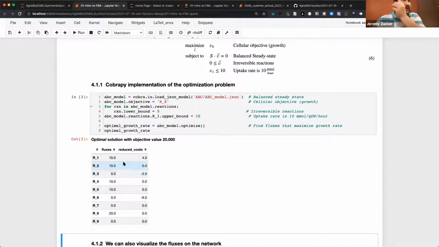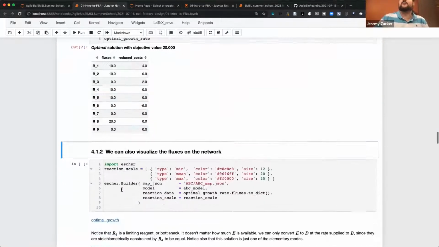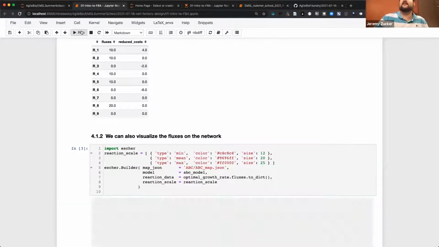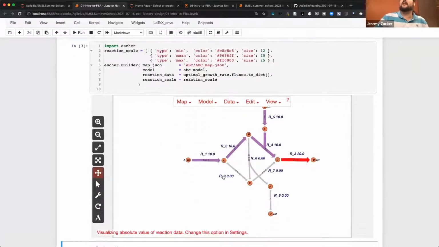So I don't know, a list of numbers is maybe not so helpful. So we can also visualize these fluxes. Escher is a software library that's developed by the folks who basically invented flux balance analysis. And we're going to go ahead and execute that cell. And what you see here is those fluxes overlaid onto the metabolic network. And so you can see that R1 is 10, R2 is 10. But then when B and E combine together, that produces 2D. And so that's why R8 is 20.